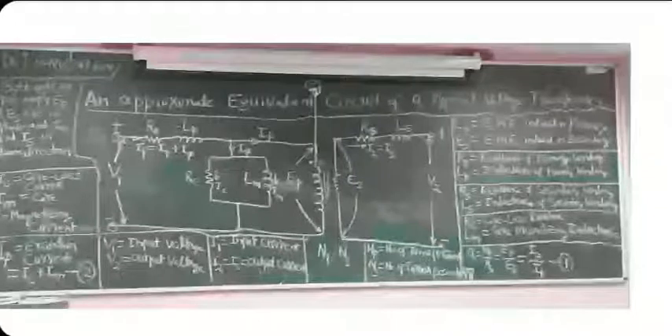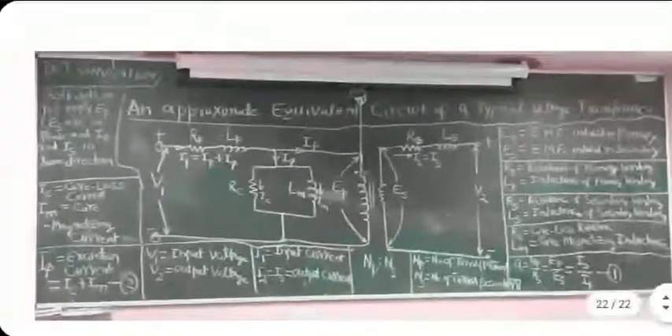Various parameters, EP is EMF in the primary, ES is EMF in the secondary. You can read it yourself. Even dot notation or dot convention is explained here in this diagram.